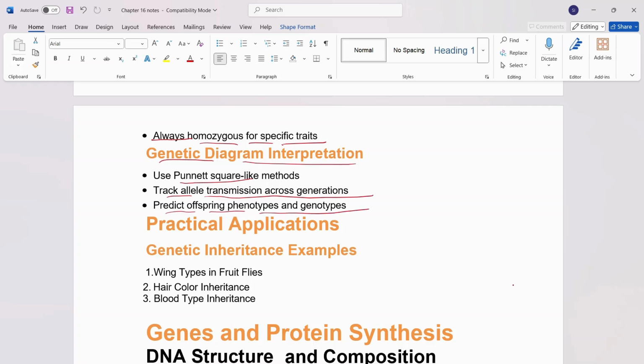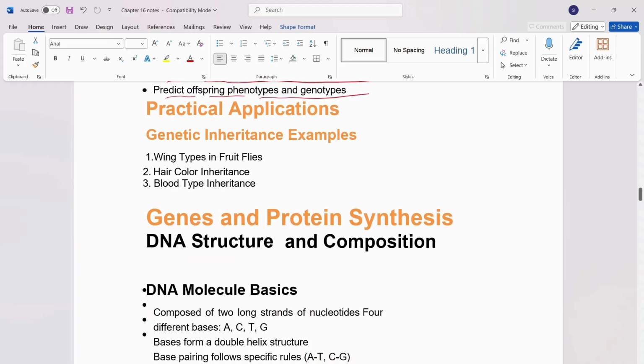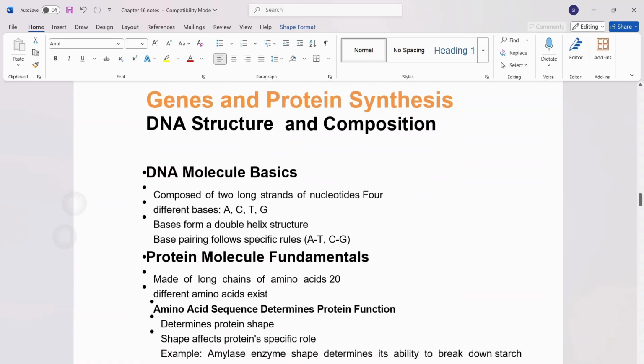offspring phenotype and genotype. Some practical implications and examples of genetic inheritance include wing types in fruit flies, hair color inheritance, and blood type inheritance. Gene and protein synthesis.